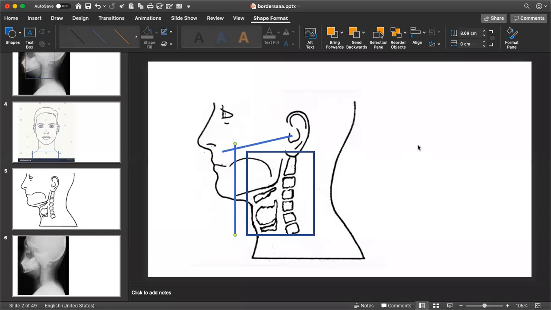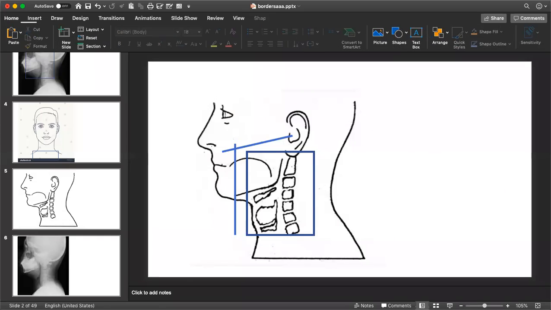So first point, the superior border someone had asked. The superior border is the line along the ala of the nose to the tragus.